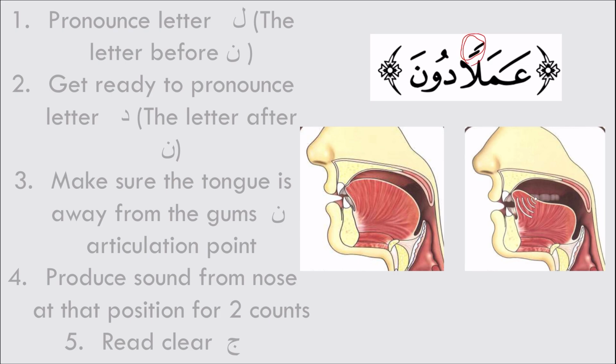Here the first example is tanween, so I need to get ready from the tanween letter going to the dal after it. The letter before tanween is letter lam, going to the letter after tanween, which is letter dal. So I am going to read lad, lad, lad. I will stretch the sound between the lam and dal without making the tongue touch the gums of the noon articulation point, and then make the sound come from nose and mouth both together.